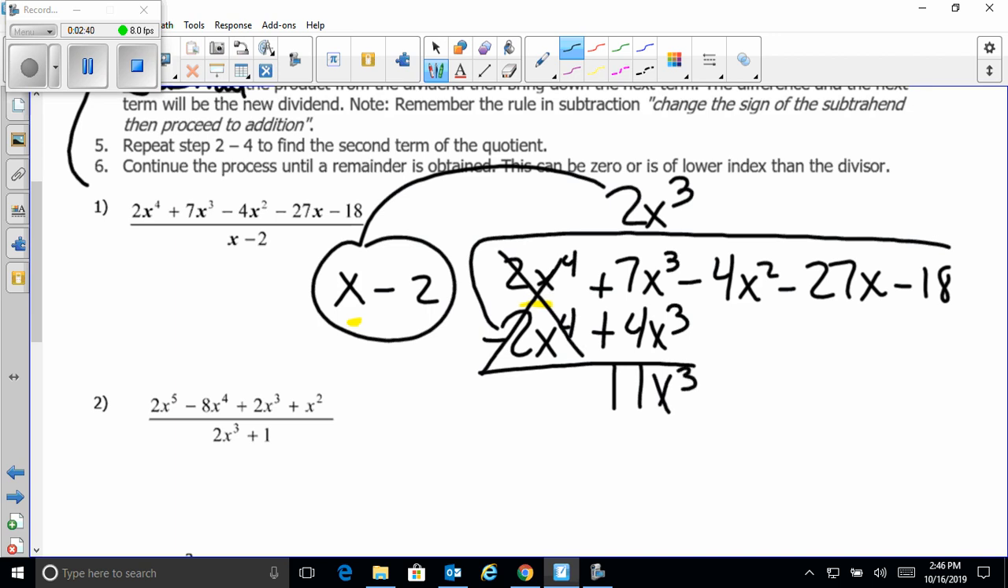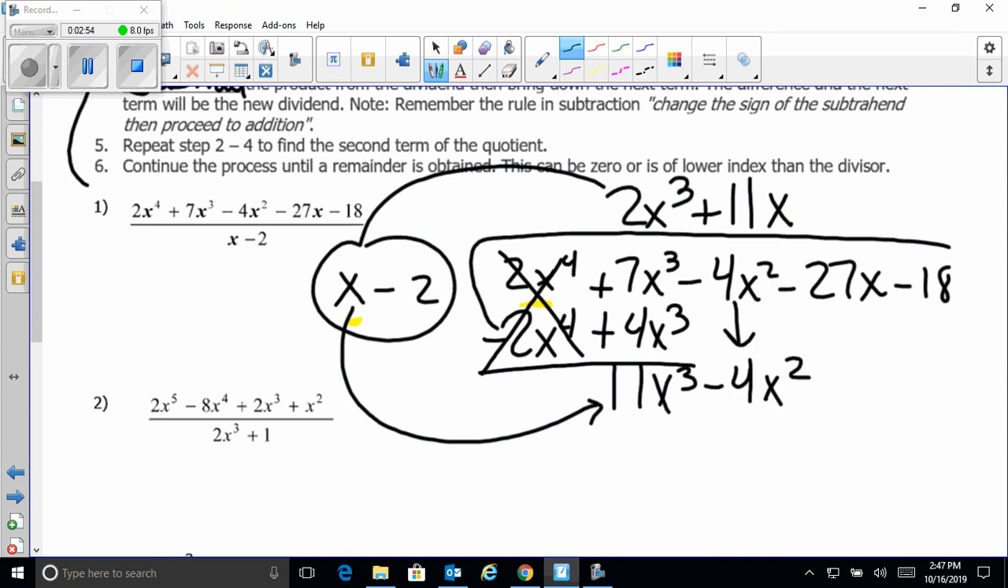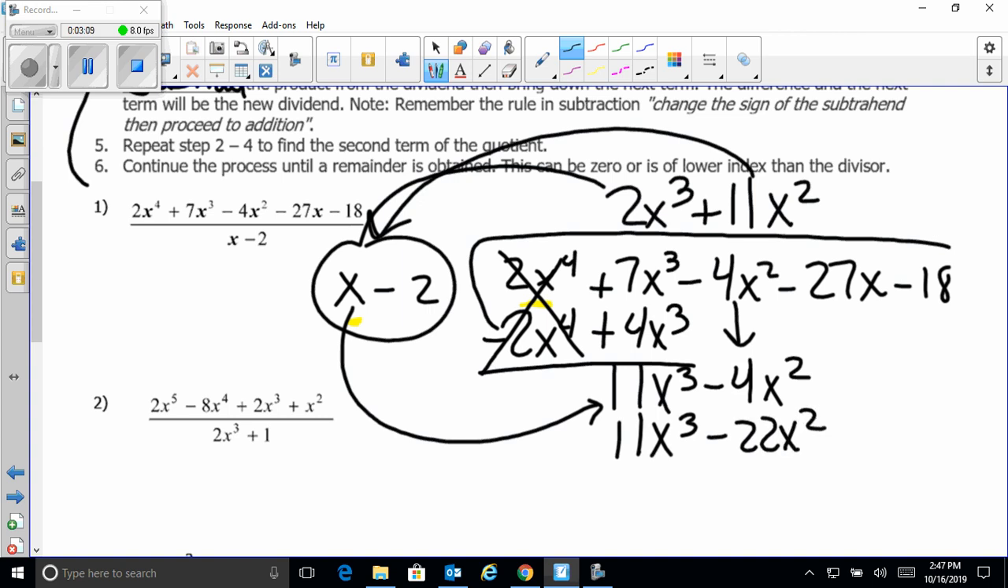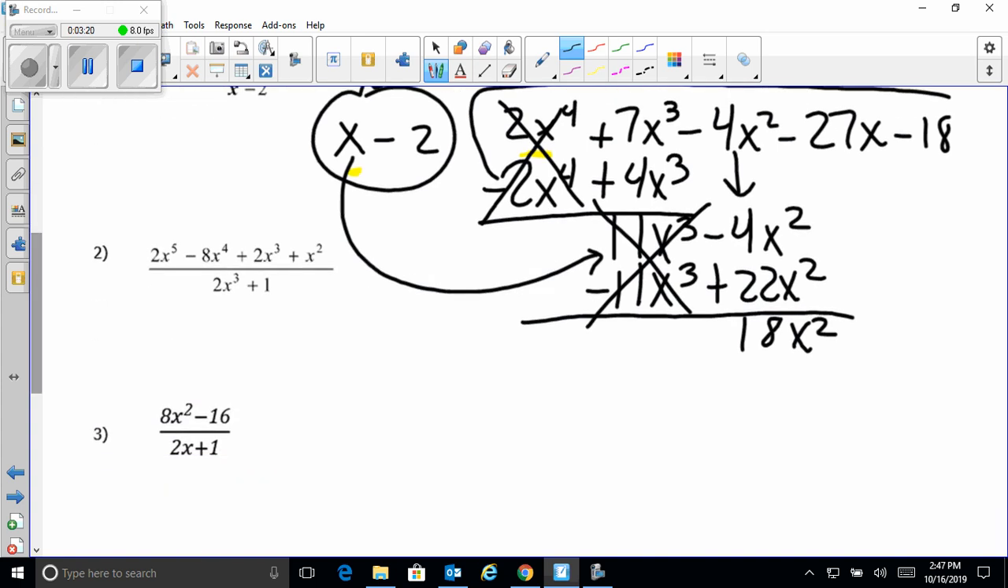Now I'll bring down the next term, minus 4x squared. Now this is my new dividend, so I'm looking at how many times does x go into 11x to the 3rd? Well, it goes in 11x squared. Now I multiply that by my divisor, and I get 11x to the 3rd minus 22x squared. Now subtracting this, so subtracting and plusing, those cancel, and I'm left with 18x squared. Now I have to bring down the next one.